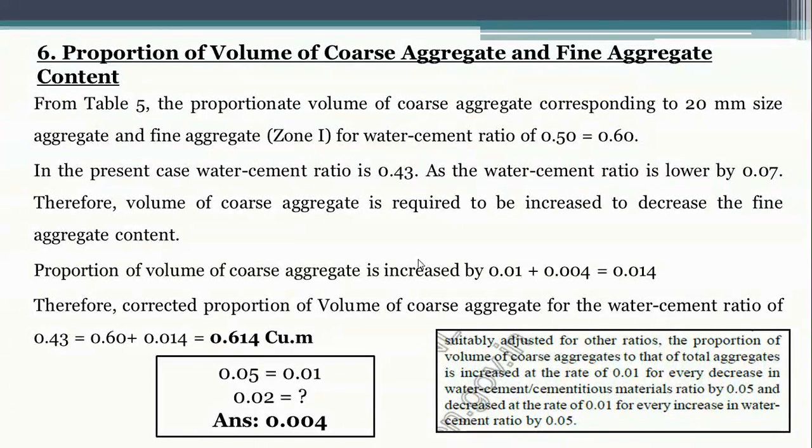Now, what is the corrected proportion of volume of coarse aggregate? For the water cement ratio that we adopted, 0.43, after increasing it by the code provision, you will get 0.614. That is, 0.60 is for a water cement ratio of 0.5, and the remaining 0.014 is the correction for our water cement ratio of 0.43. So totally, for 0.43 you get 0.614 cubic meter. I hope you understood this part, because we have done it in the previous three problems also.